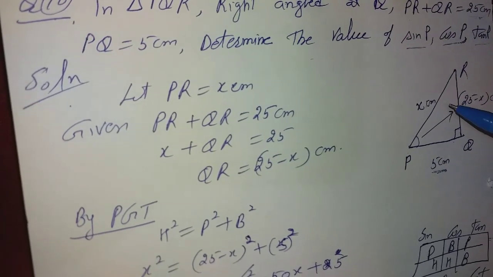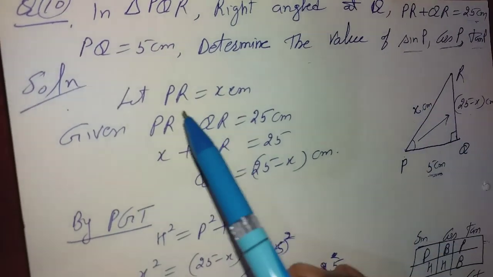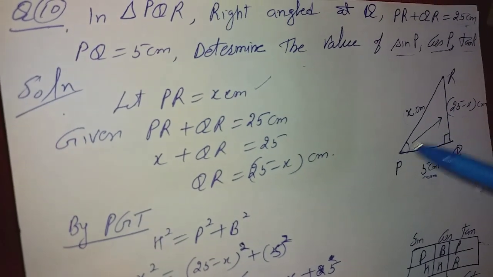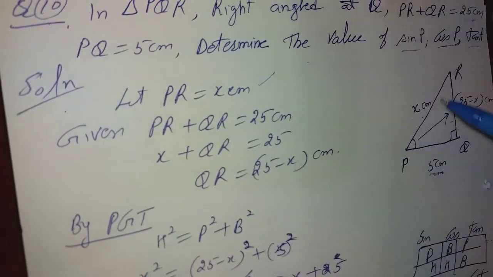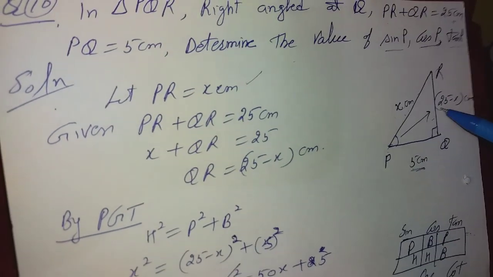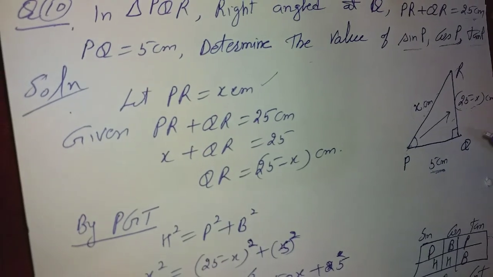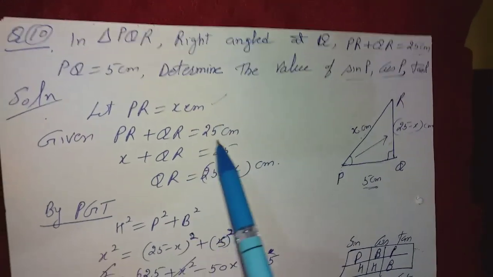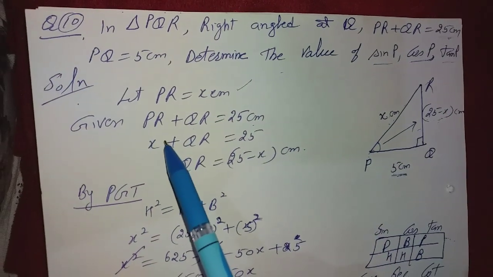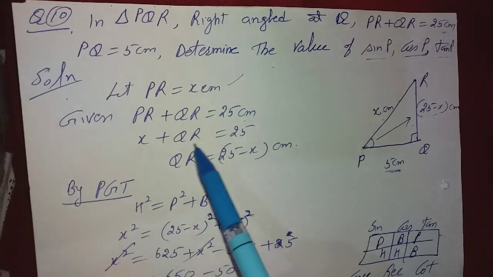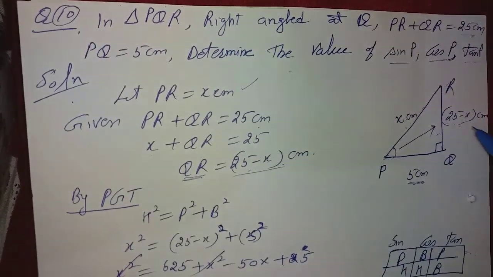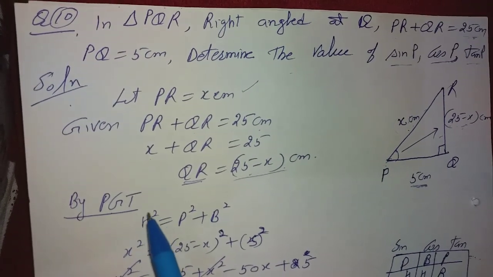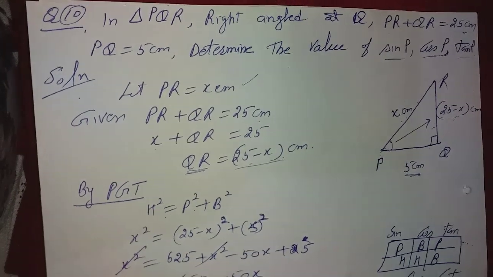So let one side be x, you can take this side or this side. We have considered PR as x centimeter. Suppose this is x, but the sum of both sides is 25. If this side is x, then this will be 25 minus x, right, students? Okay. So given PR plus QR is 25, the value of PR we have considered x, so the value of QR is 25 minus x. This triangle is right angled, so we will use the Pythagoras theorem, h square equals p square plus b square. You very well know.